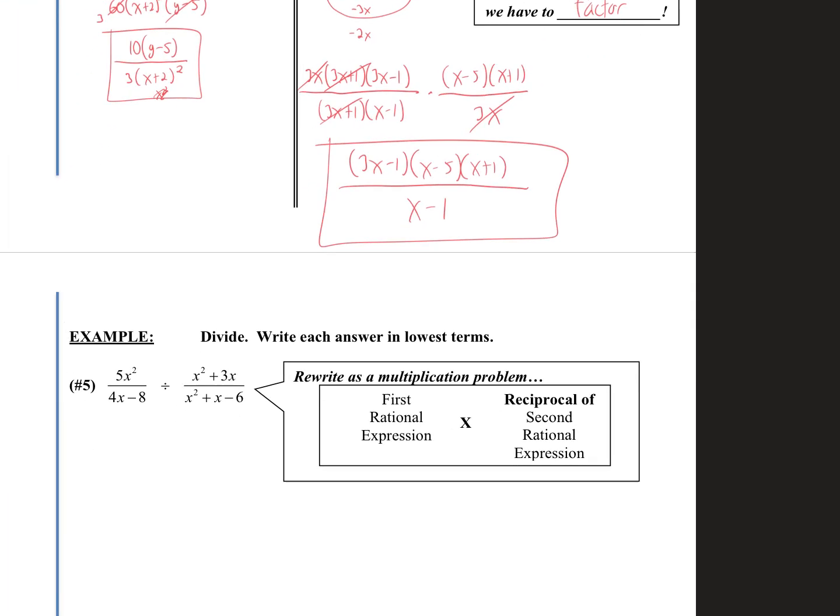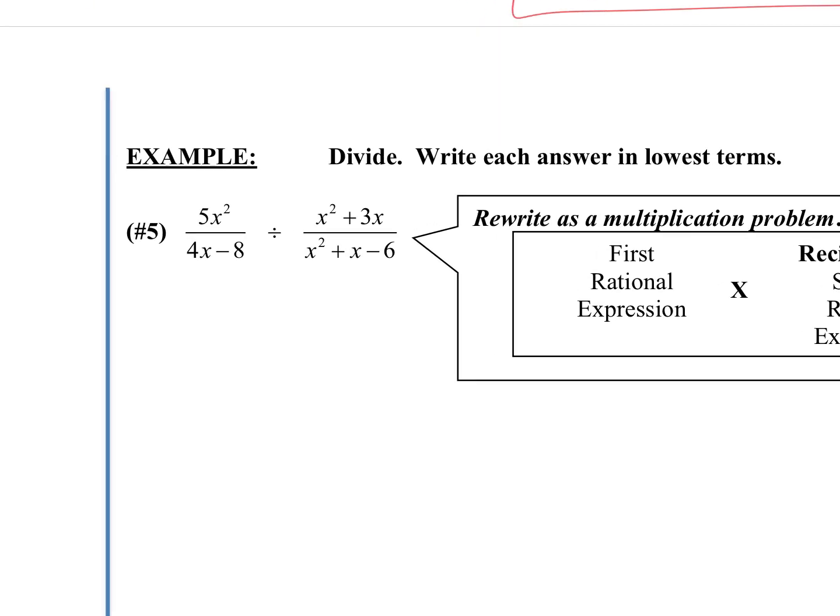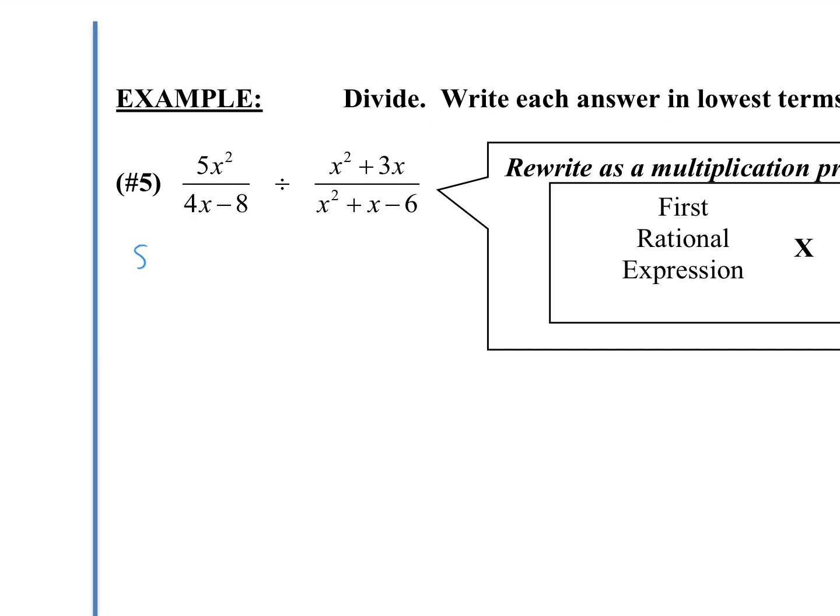All right, next ones are very similar. How do we divide fractions? Divide fractions easy as pie. Flip the second and multiply, or keep, change, flip. So it's the same process. So we have 5x squared over 4x minus 8, times, and we're going to flip it, x squared plus x minus 6 over x squared plus 3x. So dividing is the same thing as multiplying. You just keep, change, flip, okay?